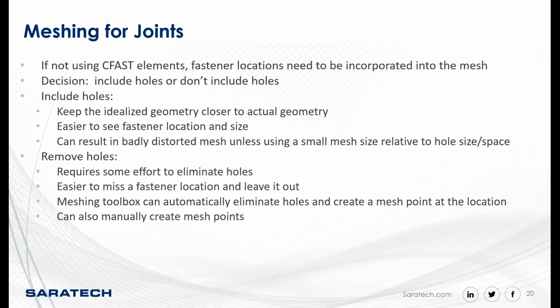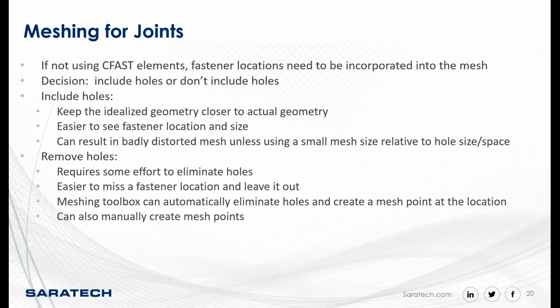So if you're not using CFAST elements, you need to mesh your model in such a way that you have a means of attaching your fastener elements to it. So the first question you have to ask yourself is, do I want to include the holes or do I want to eliminate the fastener holes? Because generally we get our geometry these days in glorious solid 3D CAD, and it's got every little detail, including the fastener holes, even a chamfer if it's countersunk. But once we've reduced this down to shells, we just end up with basically a simple hole.